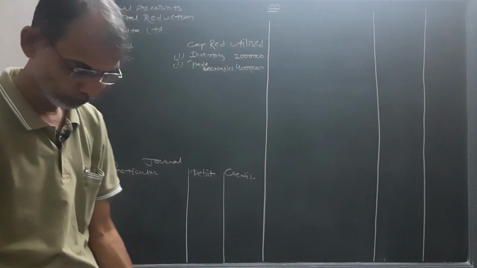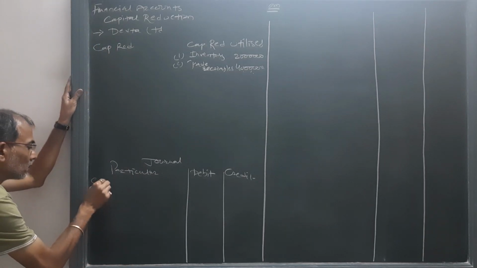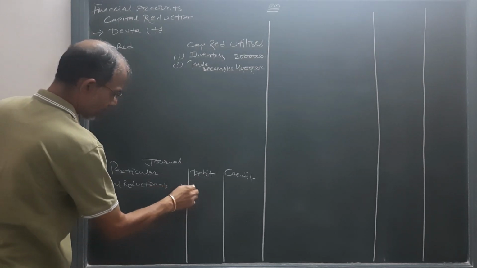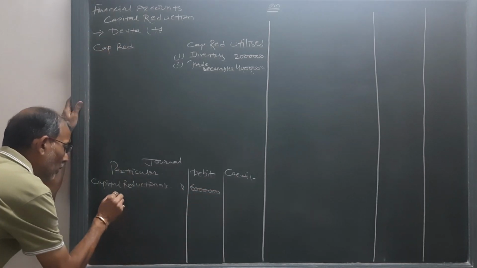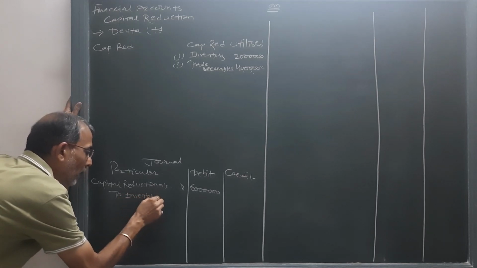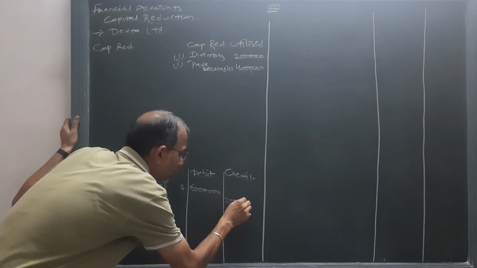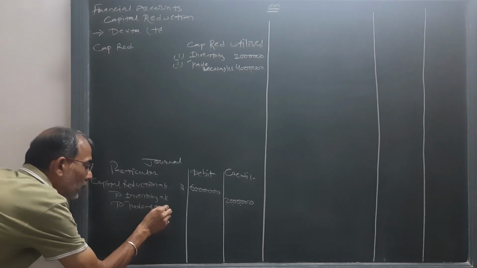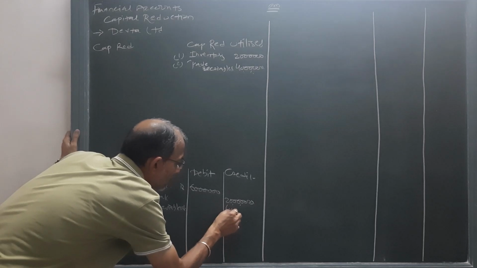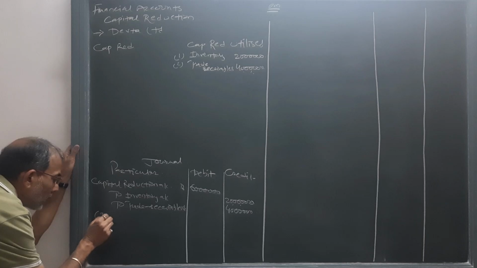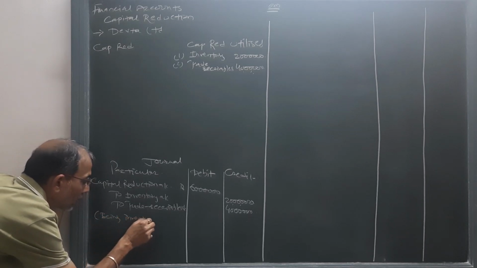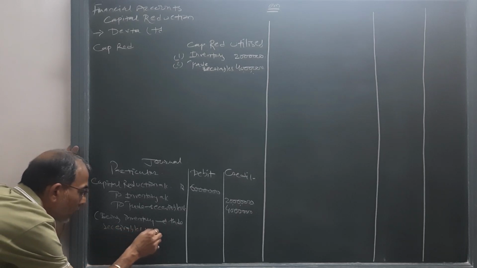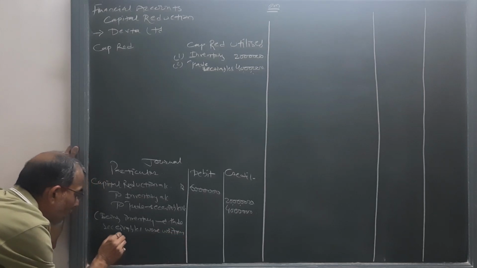So the entry for that will be: capital reduction account debit 60 lakh, to inventory account 20 lakh, to trade receivables account 40 lakh, being inventory and trade receivables were written off.